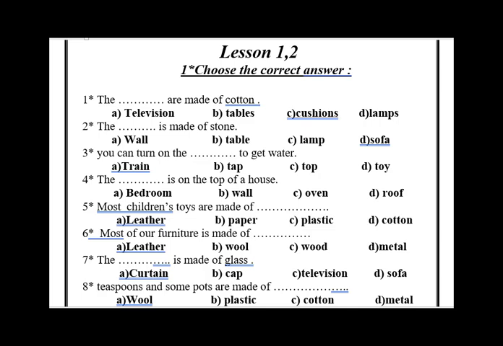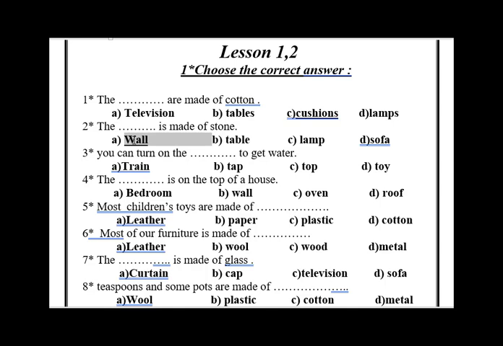Now it's time to answer some exercises, so stay awake with me, please. Lessons 1 and 2. Choose the correct answer. Number 1, they are made of cotton. So you will take your 3 seconds to answer this. And yes, the cushions are made of cotton. Let's move to the next one. That is made of stone. So I should say, yes, the wall is made of stone.